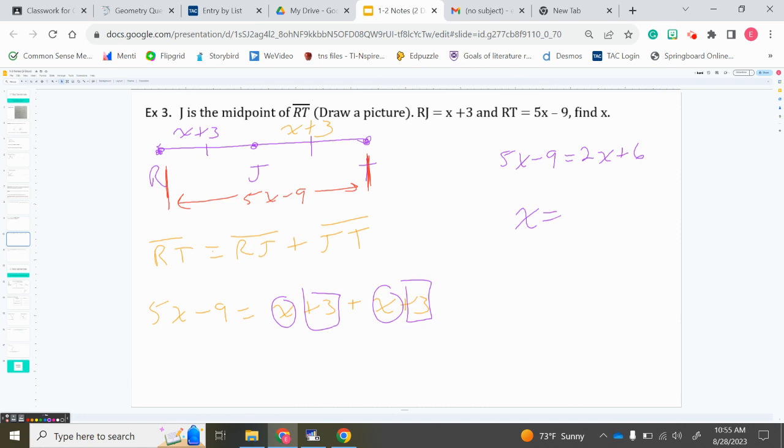Who's got an answer for me? X equals what? No, that's for another class, absolutely not. Good. 5. Nice job. X is equal to 5 here. Perfect.